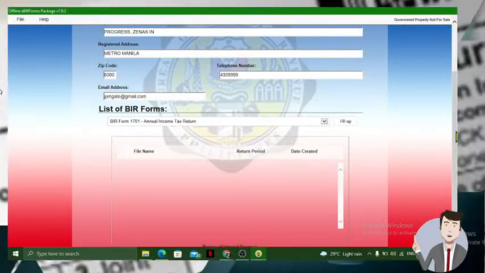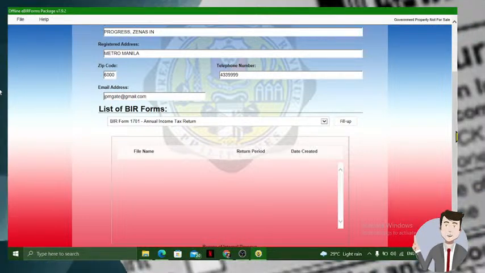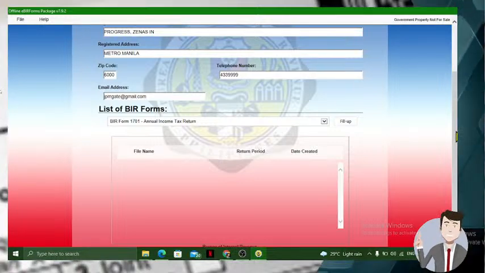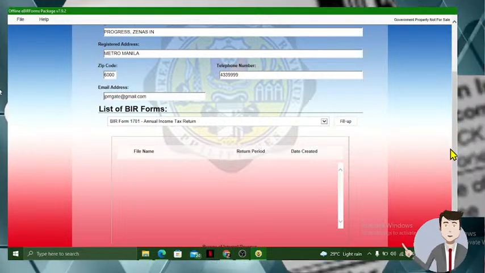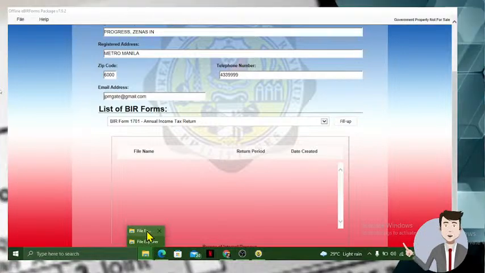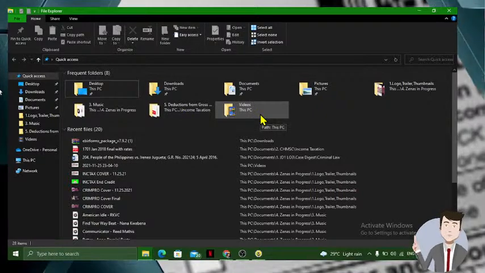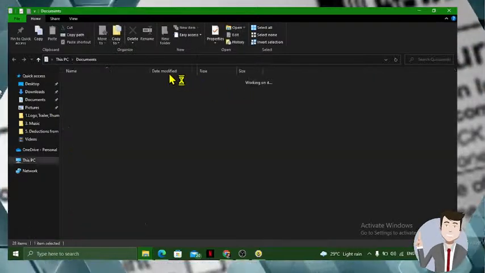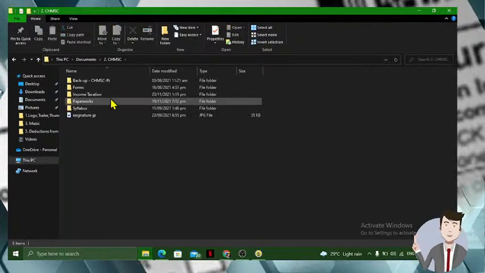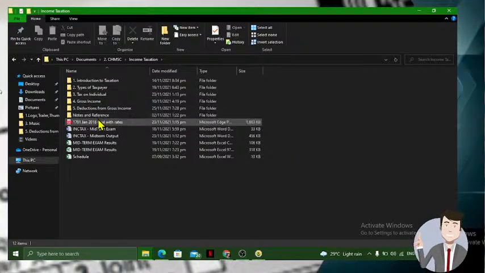So unlike before, guys, when you had to line up physically in the office of the Bureau of Internal Revenue in order to file and pay your BIR Form 1701 or your income tax return. Okay, so let's go now to the discussion of what the contents are and what the important things are that we need to discuss with regards to the filing of BIR Form 1701.